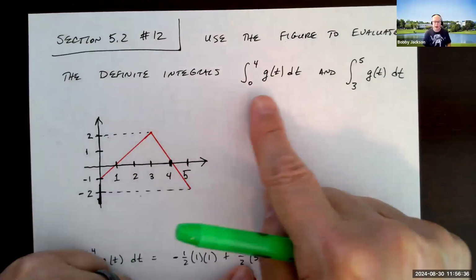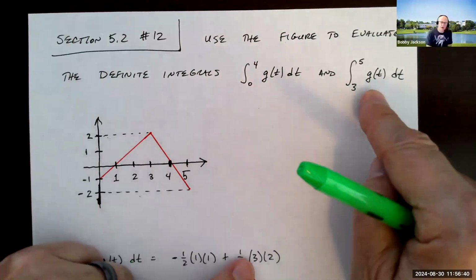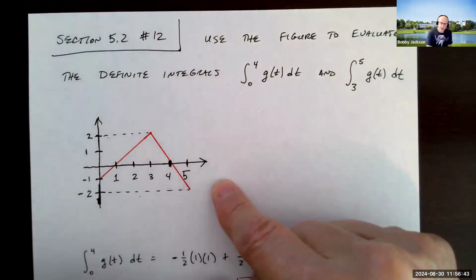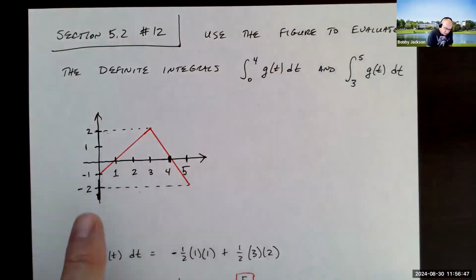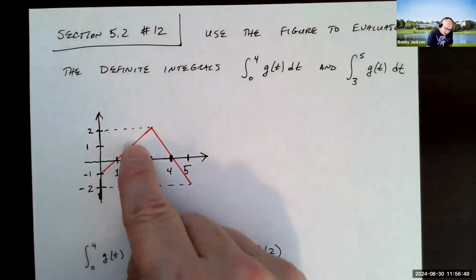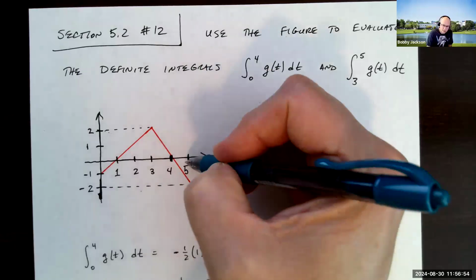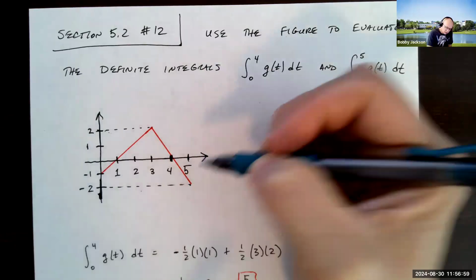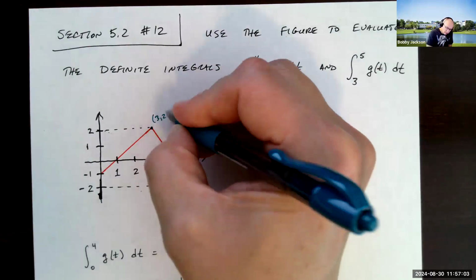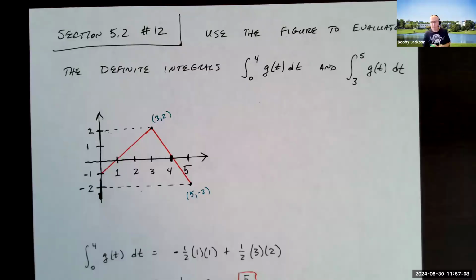I don't like that they don't have grid lines to kind of see everything, but the graph goes from, at 0 it's -1, at 1 it's 0, at 2 it's 1, and then at 3 it's equal to 2, so it's maybe hard to see. At 4 we go back to 0, and at 5 we're at -2. Okay, so this point up here is the point (3, 2), and this point down here is the point (5, -2).